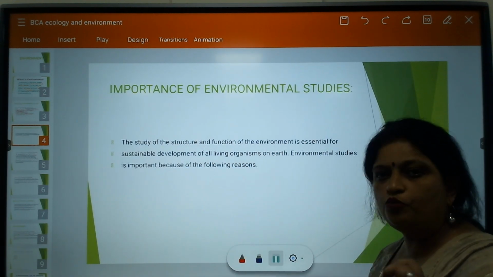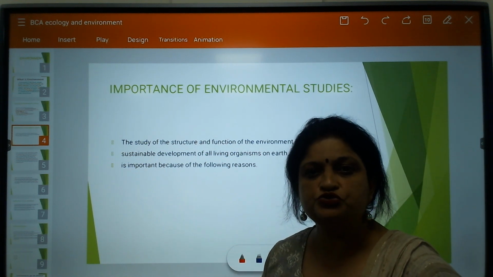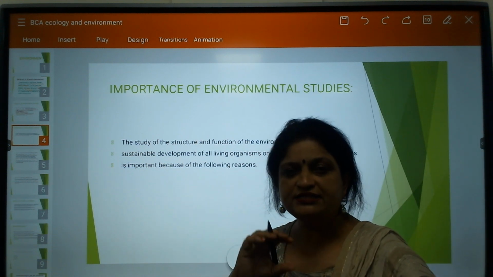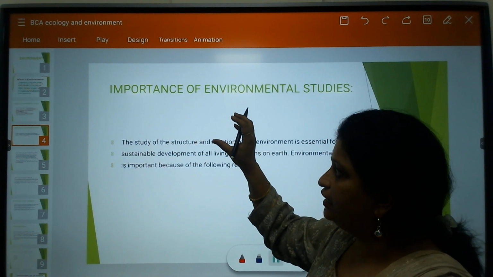These are the scope of environmental sciences: natural resources, pollution, biodiversity, ecology. We have to be clear about all these things to protect our environment.